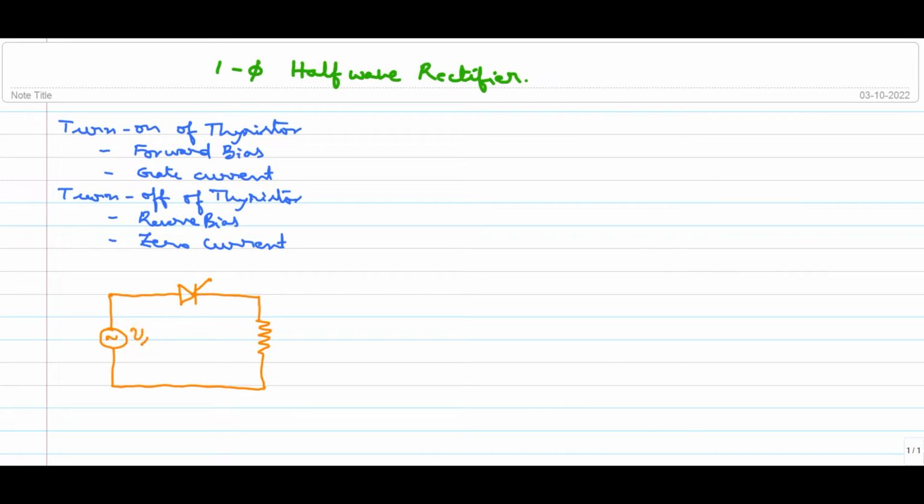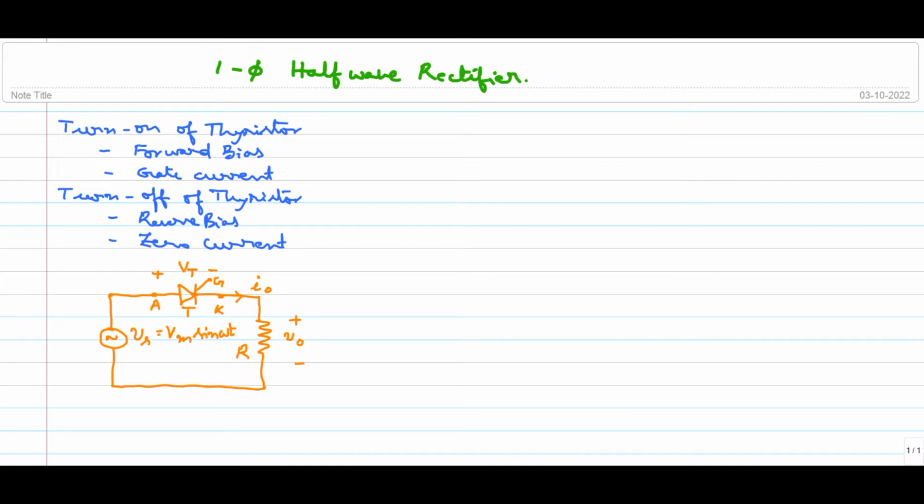Let me call this Vs as instantaneous voltage and Vm as maximum voltage. It will be Vm sine omega t, and this is the resistance R, and this is V0 in this direction, and this is I0 in this direction. This is the thyristor T and the voltage across the thyristor will be Vt. This is the gate terminal G. Of course this is the anode terminal and this is the cathode terminal. So these are the things while drawing the circuit diagram.